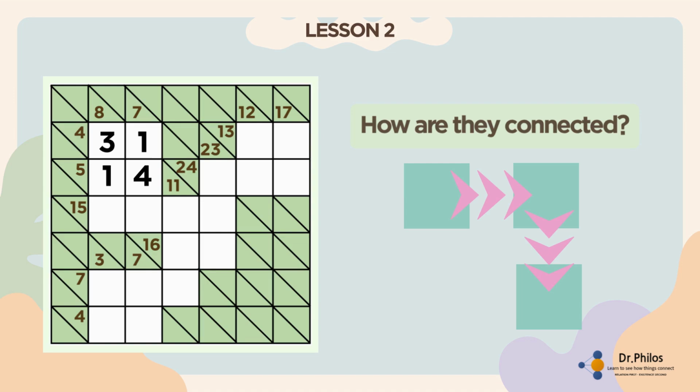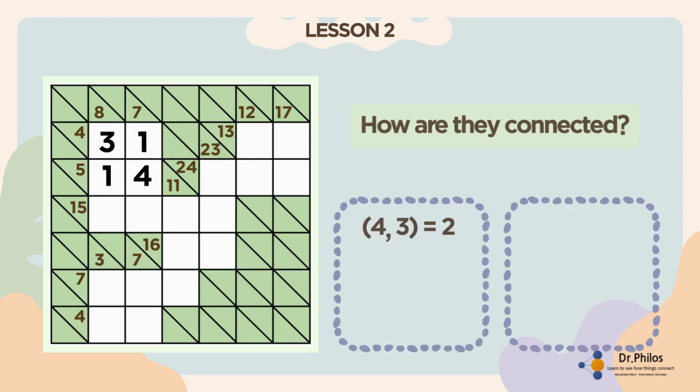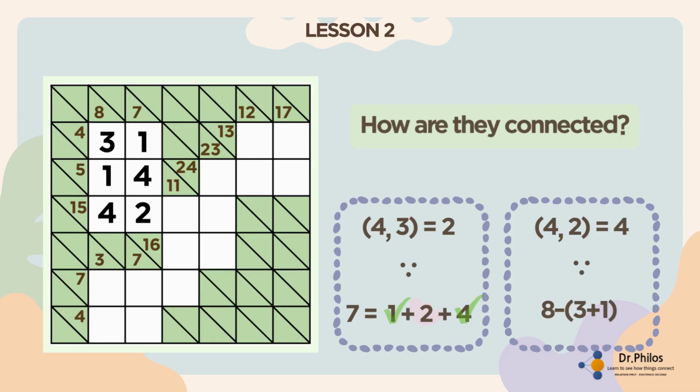Tell me your answer and explain why for the remaining 2 boxes too. 4, 3 is 2, because 7 equals 1 plus 2 plus 4. And since we already know 2, 3 is 1 and 3, 3 is 4, the remaining number is 2. 4, 2 is 4, because 8 minus 3 and 2, 2 and 1 and 3, 2 is 4.